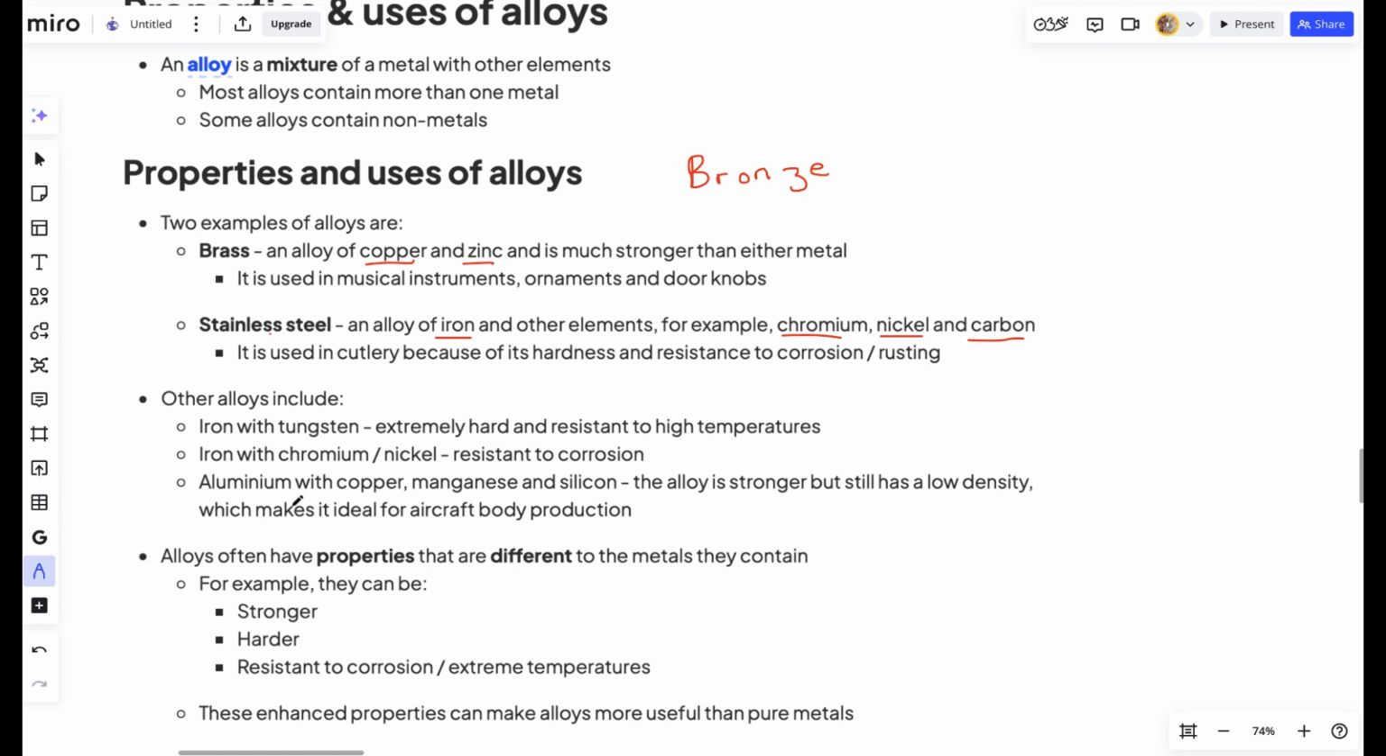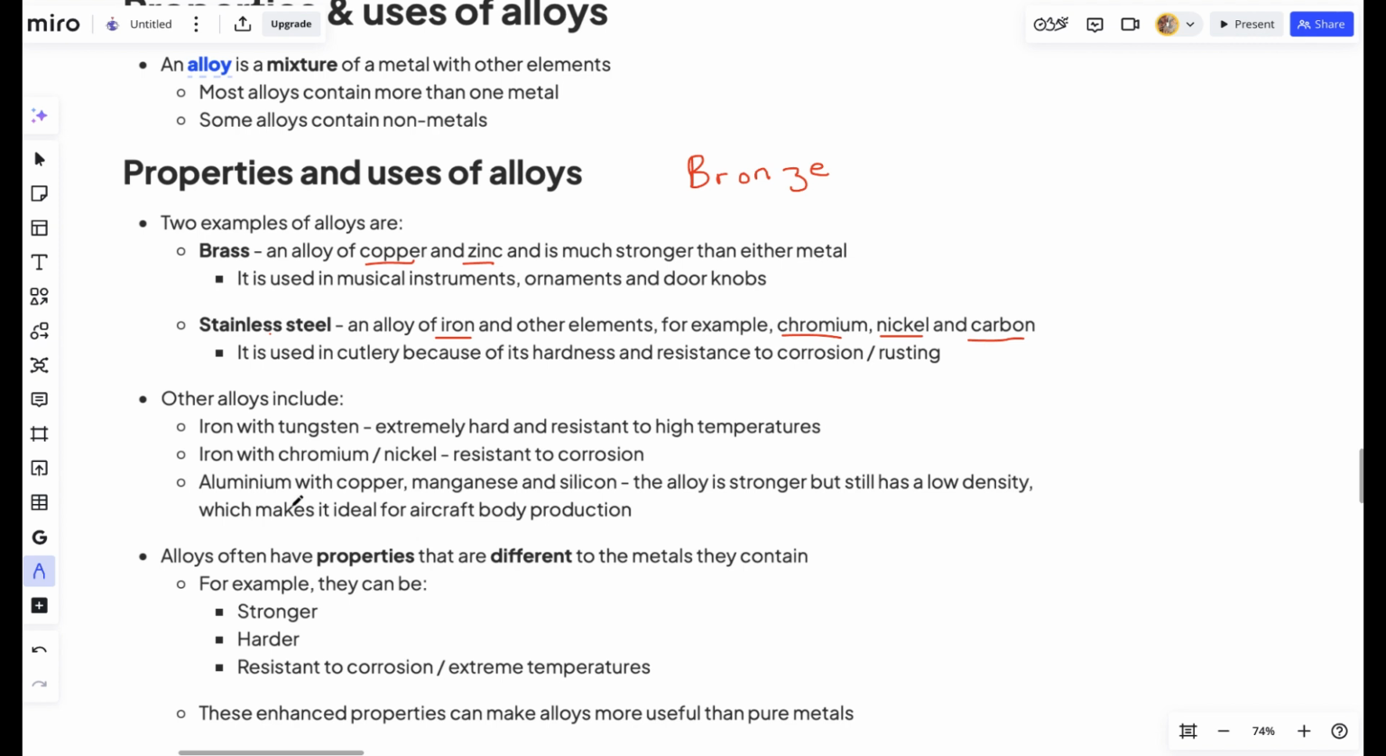Now, other alloys include iron with tungsten, extremely hard and resistant to high temperature; iron with chromium or nickel, resistant to corrosion; aluminum with copper, manganese and silicon. This alloy is stronger but still has a low density. Okay, so these are some other alloys you find.